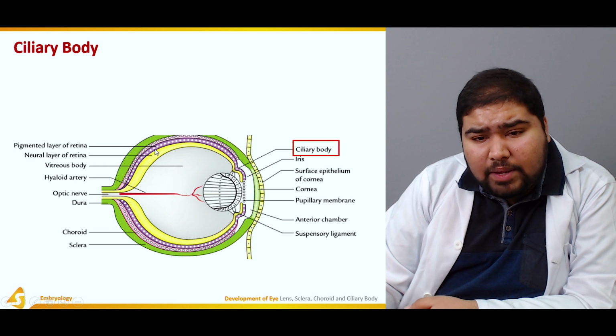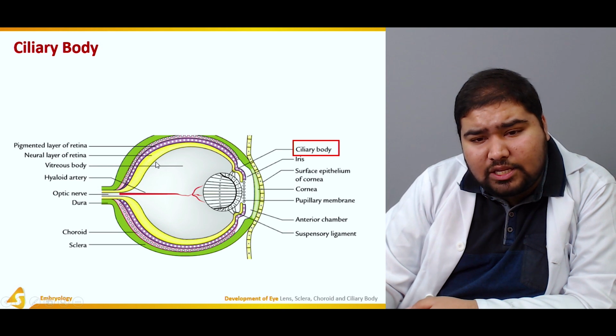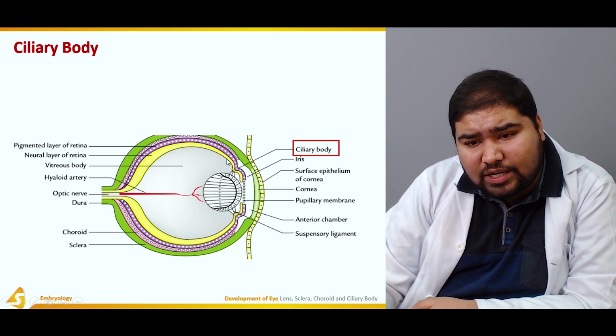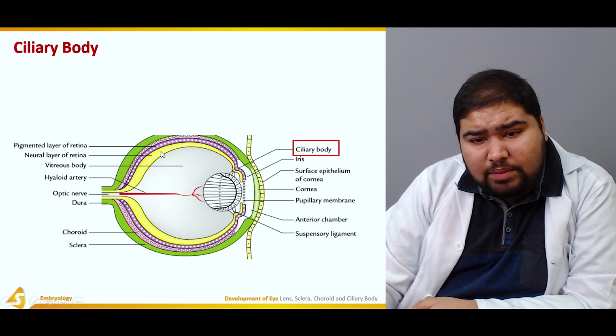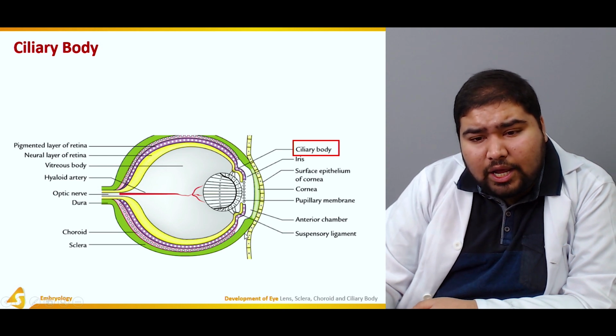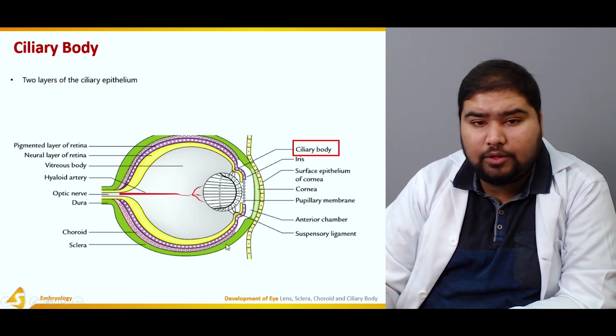So this is the pigmented layer of the retina. Here you can see, in purple, the pigmented layer of the retina. This in yellow is the neural layer of the retina. Here you can see the ciliary body is in contact with the pigmented layer of the retina and also with the choroid. This is the sclera in green, and in pink we have the choroid.